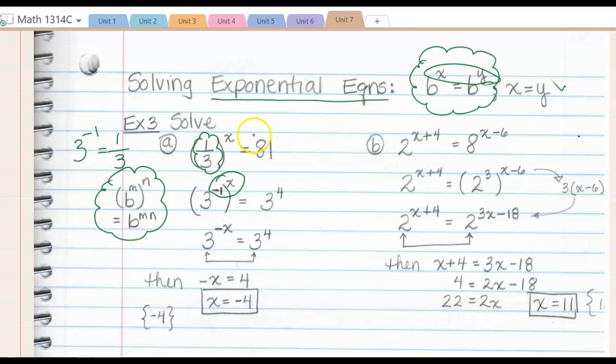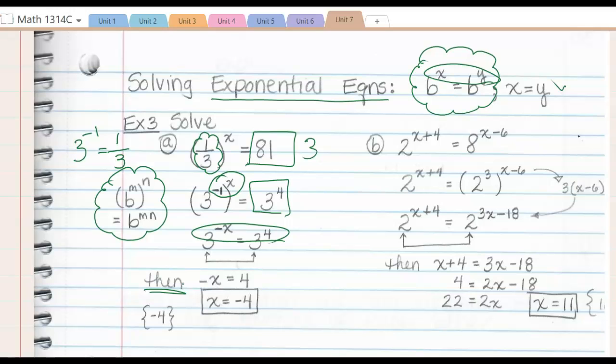So the question is, how can I change 81 so that it has a base of 3? We know that 9 times 9 is 81, and each of those 9s is 3 times 3. We can see how I'm getting my 3 to the 4th power. So now that I have the same base, I know my exponents are equal to each other. So negative x is equal to 4, and therefore x is equal to negative 4.